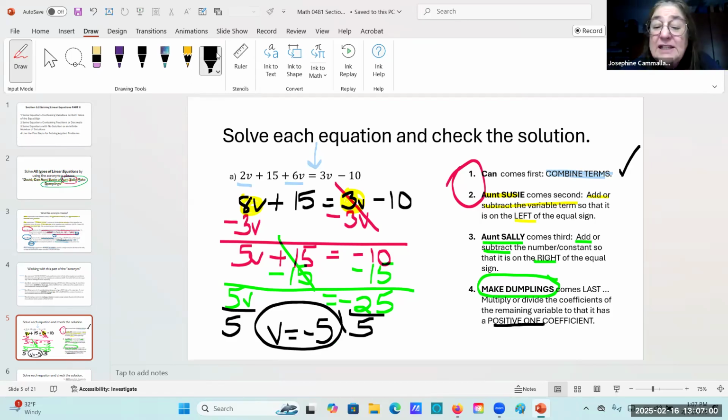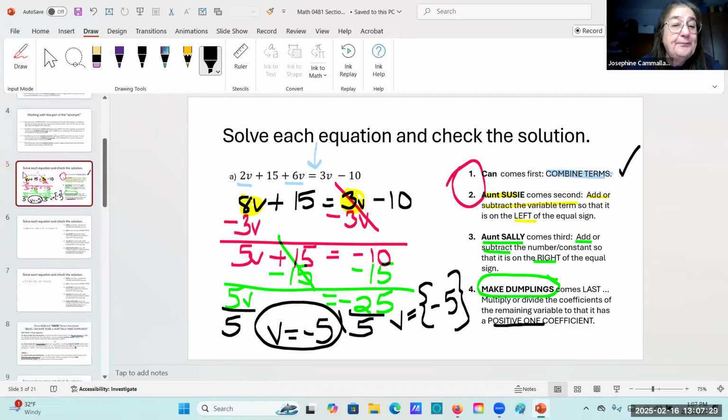Now, v is equal to negative 5, or as I told you, sometimes they like to write the solution set by saying v is equal to the set of negative 5. This is how the acronym works. It tells you how you begin and how you end. Okay, let's try another one.